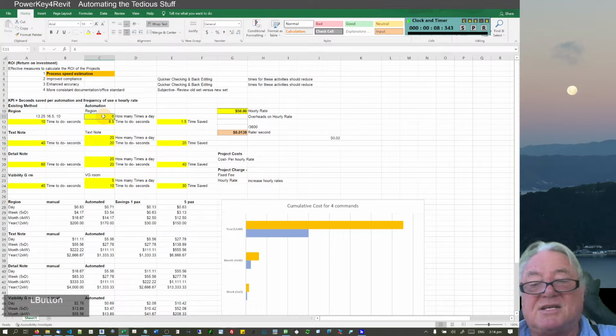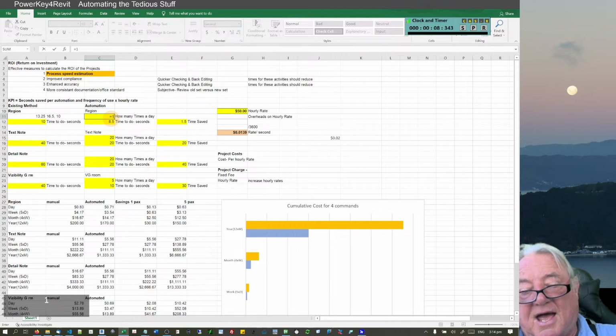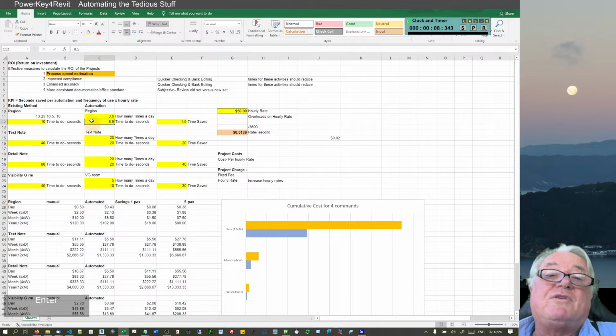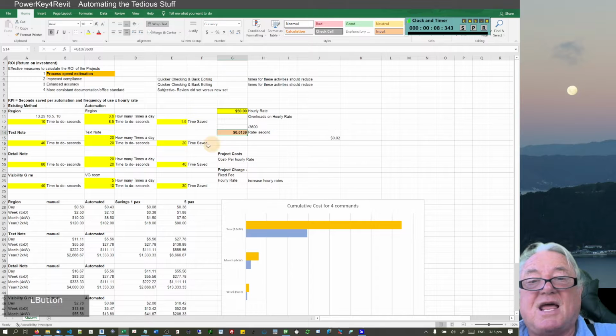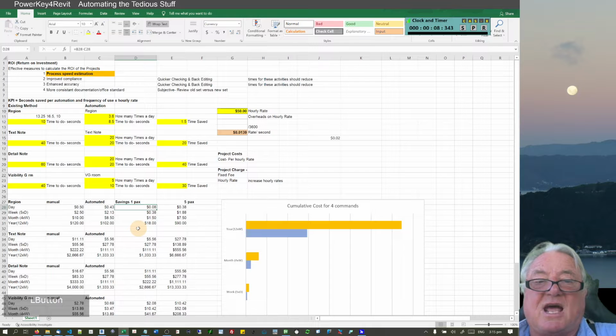So what we've actually said is inside a week we've done it 18 times, divided by 5. So we've done it 3.6 times a day as the frequency of use. So when we look at this, to do it manually, we multiply the 10 by the 3.6 times our rate per second, and it ends up costing us 50 cents a day. And when we do it with the automated one, we're saving 0.08 cents, so about 10 cents a day.